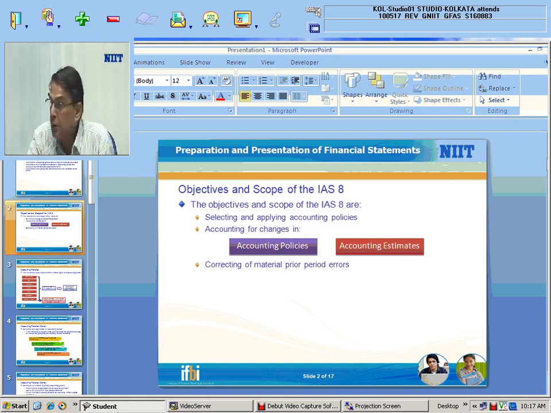In doing so, it basically tries to achieve a few objectives. What are the objectives? To enhance the relevance and reliability of the entity's financial statements. Second objective is to ensure the comparability of the financial statements of an entity over time as well as with the financial statements of other entities. So you can compare the financial statements of the entity over a period of time. Also you can compare the financial statements of one entity with another entity. These are the purposes of the various guidance under IAS 8.